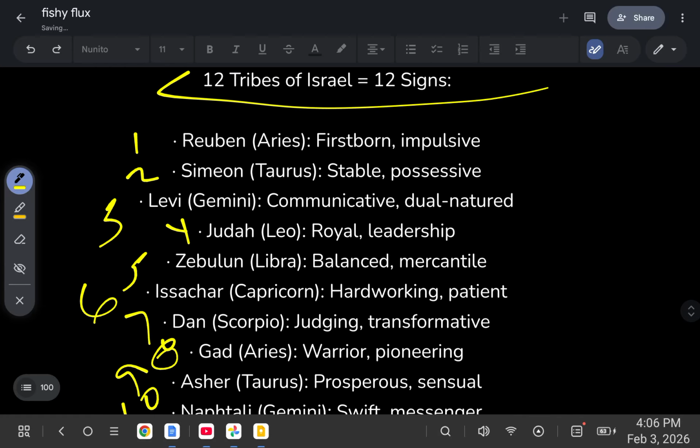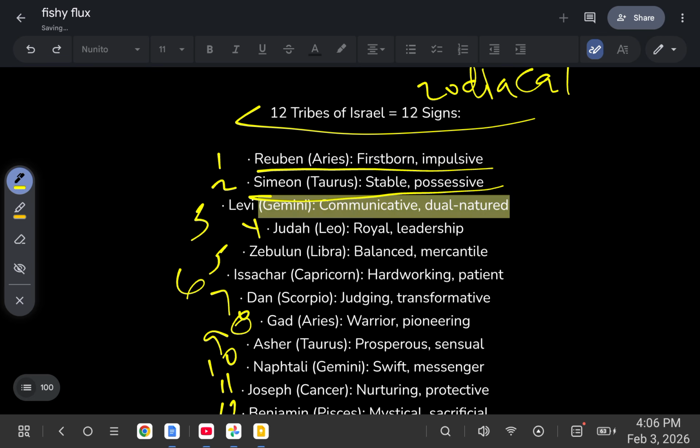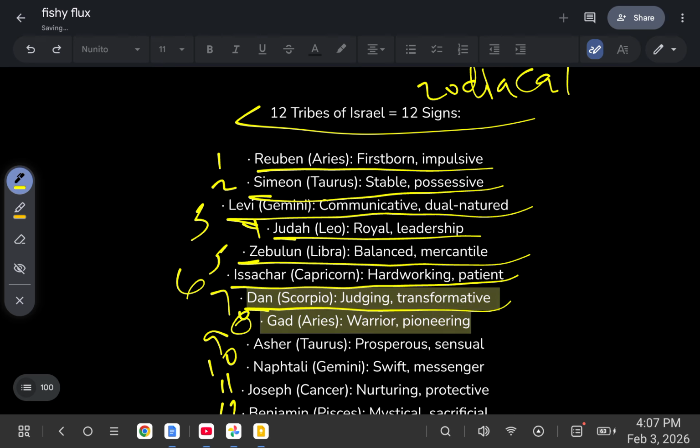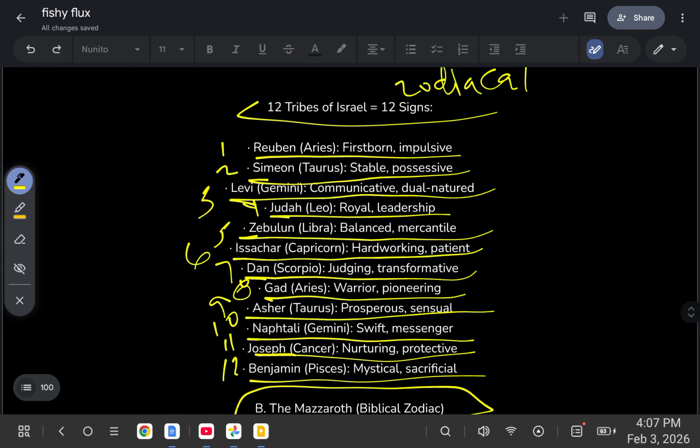So Reuben, for Aries, the firstborn and impulsive. Simeon, Taurus, stable, possessive. Levi, Gemini, communicative, dual-natured. Judah, Leo, royal leadership. Zebulun, Libra, balance, mercantile. Issachar, Capricorn, hardworking, patient. Dan, Scorpio, judging, transformative. Gad, Aries, warrior, pioneering. Asher, Taurus, prosperous, sensual. Naphtali, Gemini, swift, messenger. Joseph, Cancer, nurturing, protective. And Benjamin, Pisces, mystical, sacrificial. Now, I know it's not all the zodiac signs per se, but I'm just trying to paint a picture here.